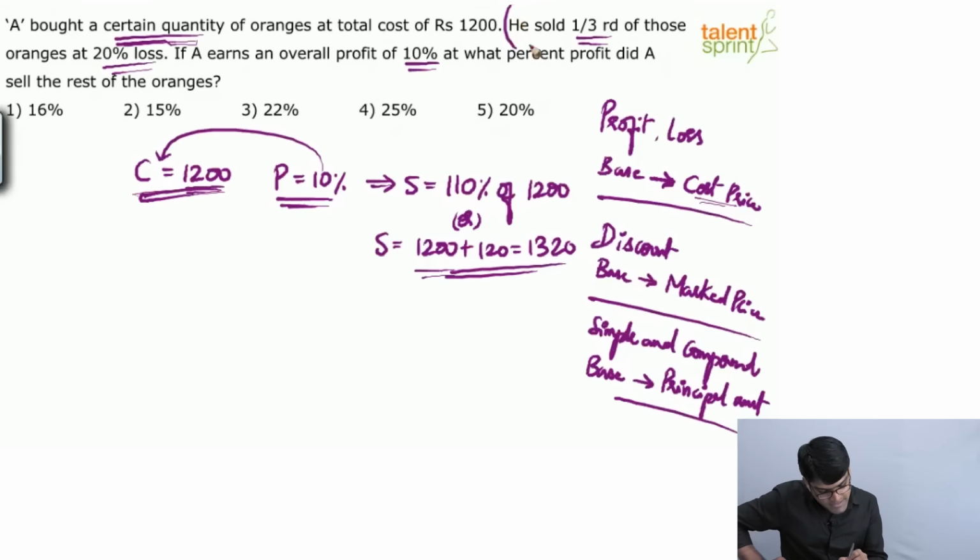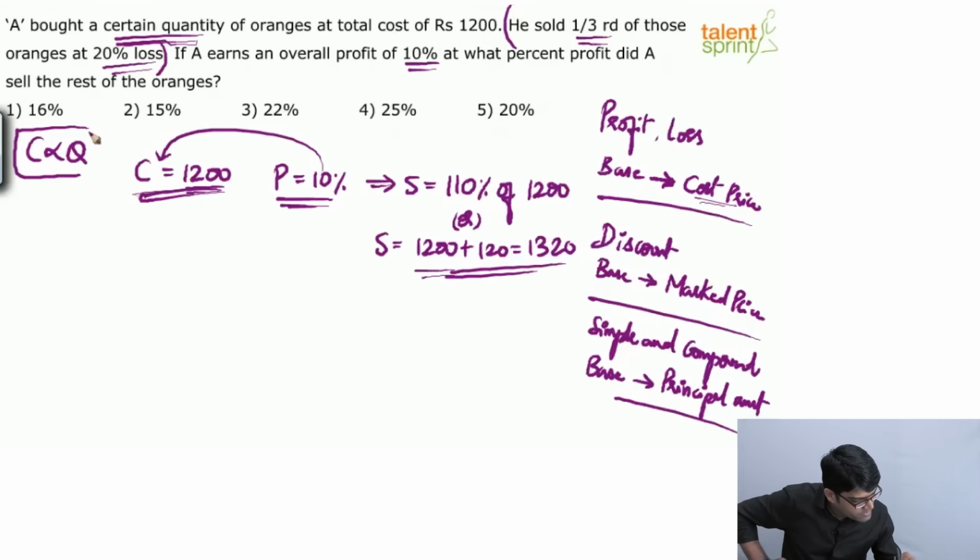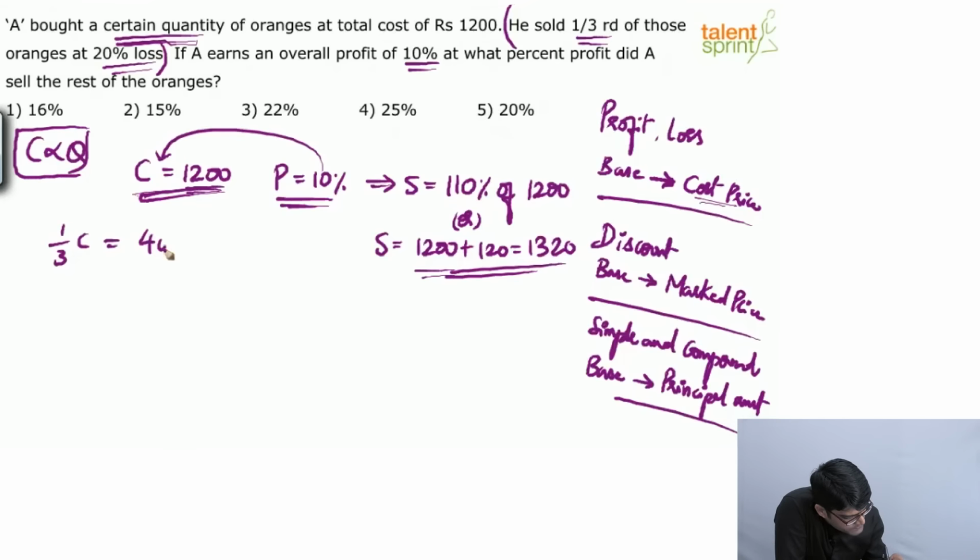Now look at this part of the question. He sold 1/3 of those oranges at 20% loss. See, 1/3 of the quantity is nothing but 1/3 of the cost price. Remember, the cost price is proportional to quantity, because more quantity, more cost. Less quantity, less cost. So when he says 1/3 of the quantity, I can say 1/3 of the cost price. How much is that? 1/3 of 1200, 400 rupees. Yes or no? So he's saying on 400 rupees, he has made a loss of 20%.